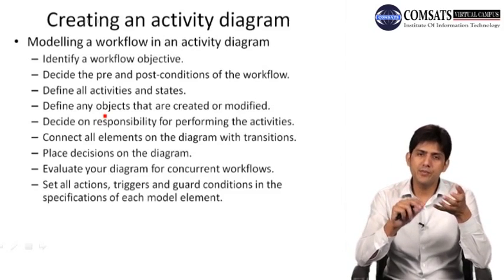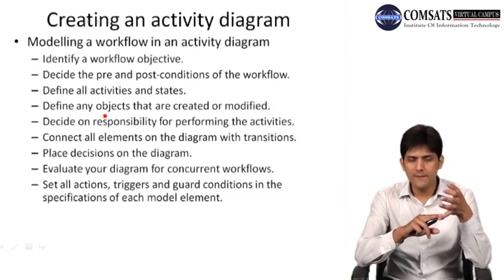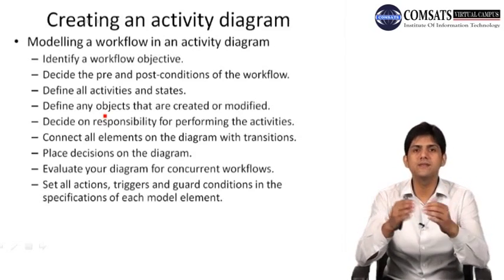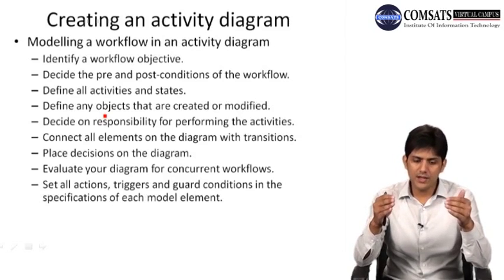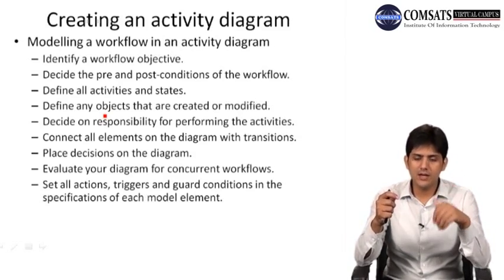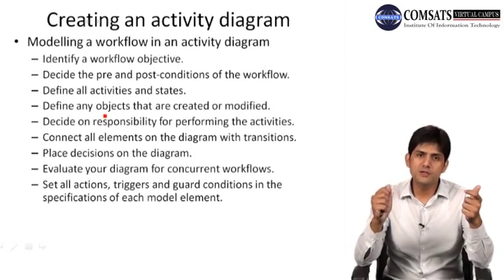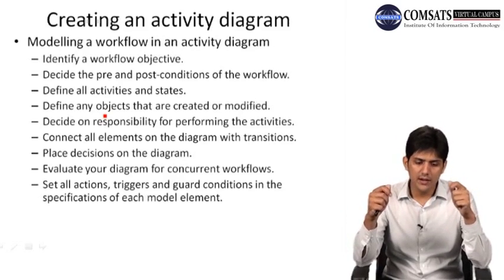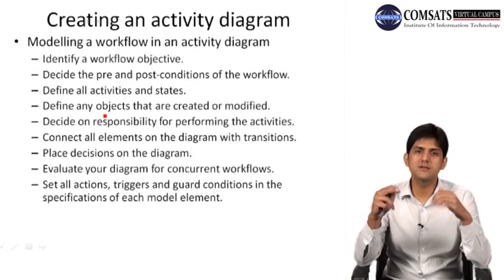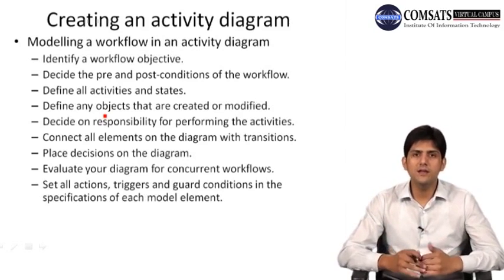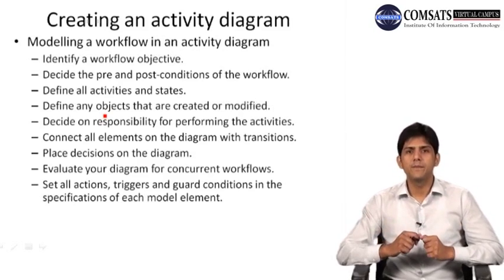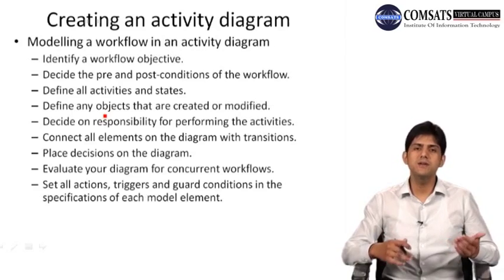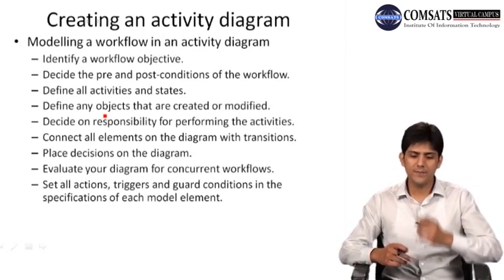Second, we need to decide the preconditions and the postconditions of the workflow. The third thing is that we need to identify all the activities and all the states. The fourth thing is to define any objects that are created or modified, and decide on responsibility for performing the activities, that is, which actor will perform certain responsibilities. We also need to connect all the elements on the diagram with transitions. So basically, as we have said, an activity diagram is a flow of events, and whenever there is a flow, it needs to be connected. So there should be a transition from one state to another state, or one activity to another activity.